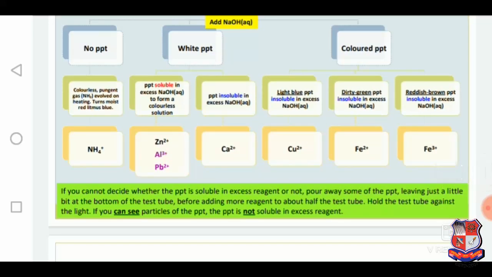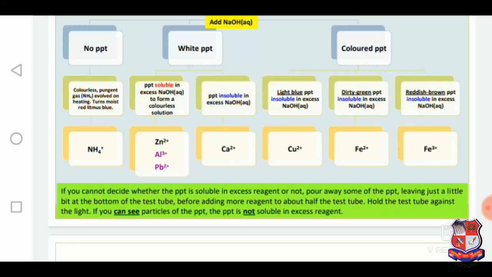And if you cannot decide whether the precipitate is soluble in excess reagent or not, pour away some of the precipitate, leaving just a little bit at the bottom of the test tube before adding more reagent to about half the test tube. Hold the test tube against the light. If you can see particles, the precipitate is not soluble in excess reagent. So this is the most important note that the student has to consider while adding any kind of excess reagent inside the test tube.